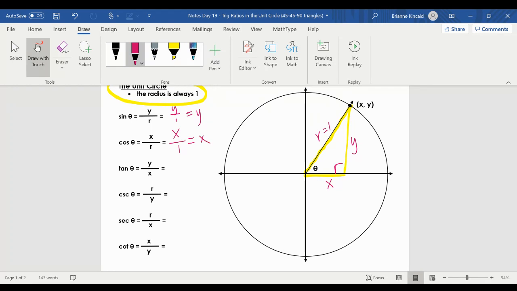Tangent doesn't really change. Cosecant is basically going to be 1 over y. And secant, the reciprocal of cosine, is basically going to be 1 over x, meaning flip the x and the y value.